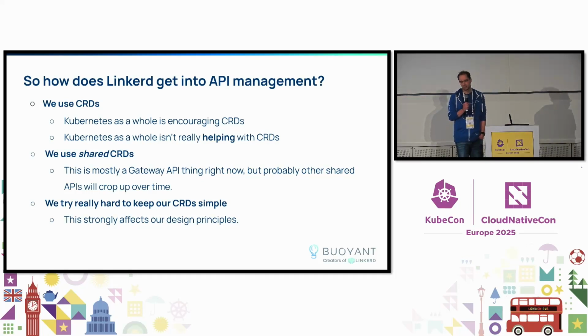We use CRDs. Most people use CRDs. Kubernetes as a whole encourages CRDs. Kubernetes is not helping us as a whole with CRDs, though. We use shared CRDs. This is mostly in the Gateway API project right now, but this is just the beginning. We'll see more in the future. And we try really hard to keep our CRDs simple. One of the main goals of Linkerd is to keep things simple. So when we start developing things, the first question we ask is how is this going to affect people from developers to SREs and anyone between?